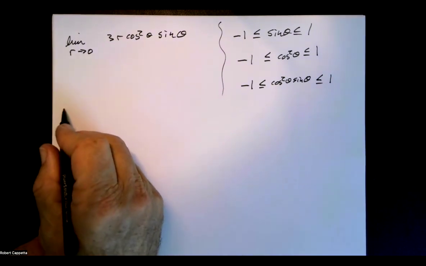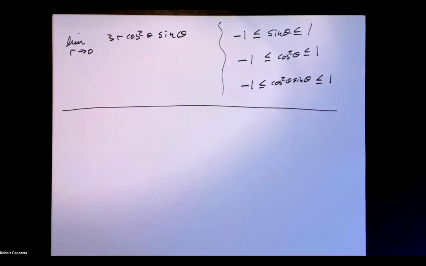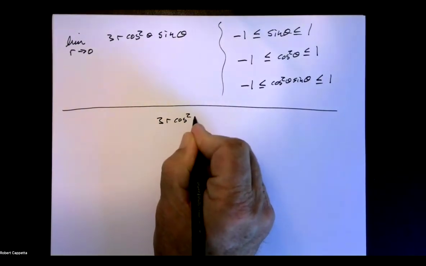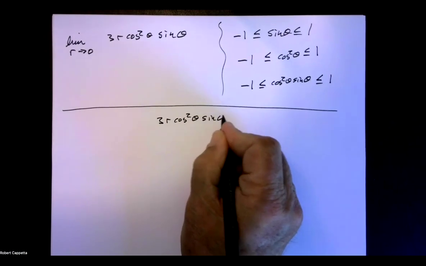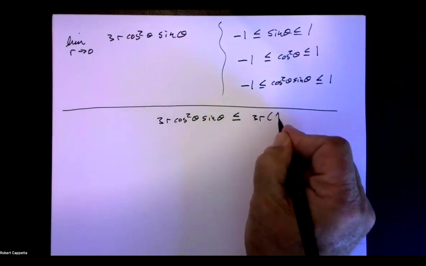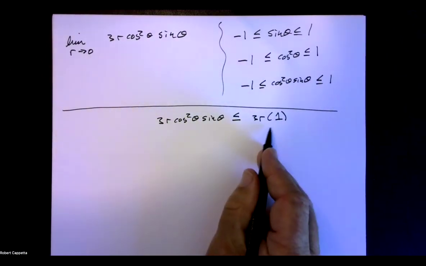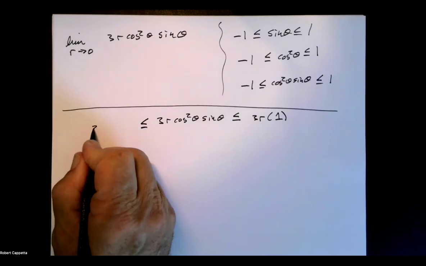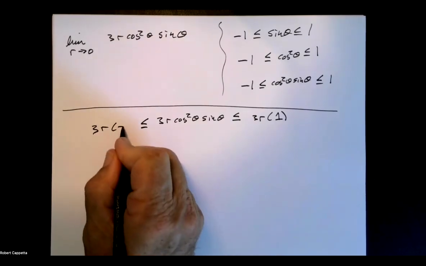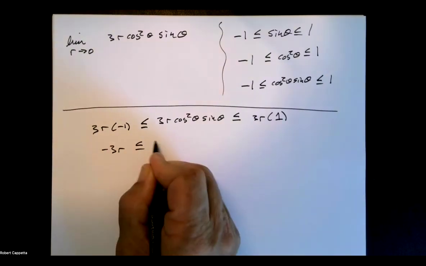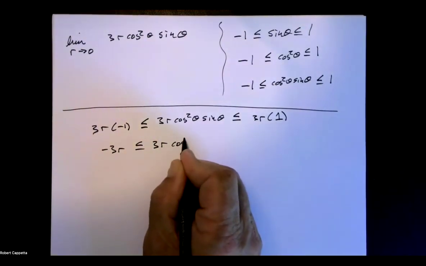Because this is what we have. Again, our goal is the limit as r goes to 0 of 3r cos squared theta sine theta. Let's write that down. 3r cos squared theta sine theta is less than or equal to 3r times 1, since cos squared theta sine theta is less than or equal to 1, and greater than or equal to 3r times -1. So we get this important fact.